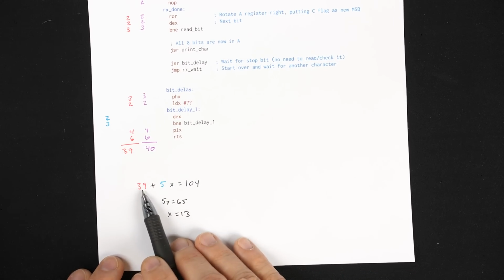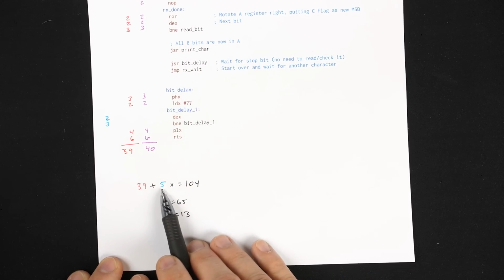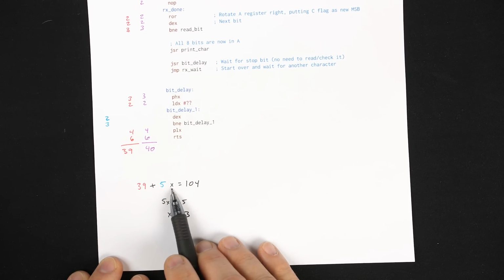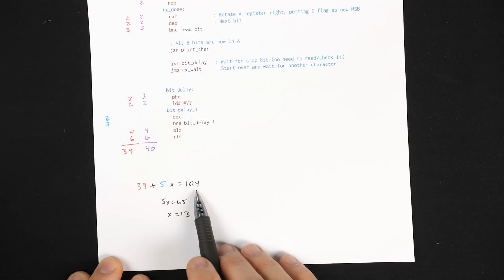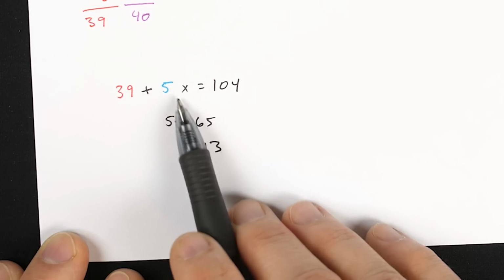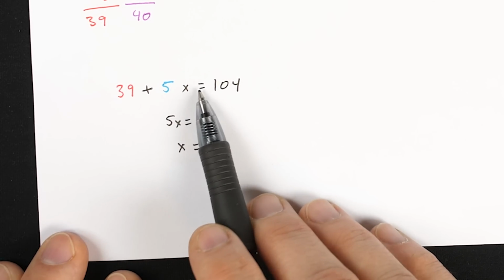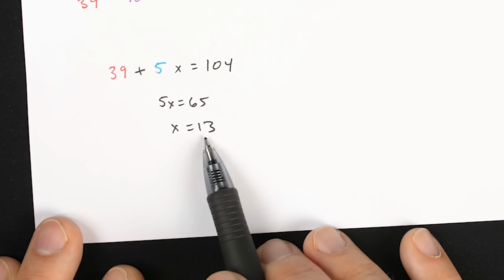So if we've got 39 clock cycles plus 5 clock cycles per time through the loop, and we want that to equal 104 clock cycles, because we've got a 1 megahertz processor, so conveniently every clock cycle is 1 microsecond. So 104 clock cycles is 104 microseconds. We basically just need to solve for x. And so 5x equals 65, x equals 13.